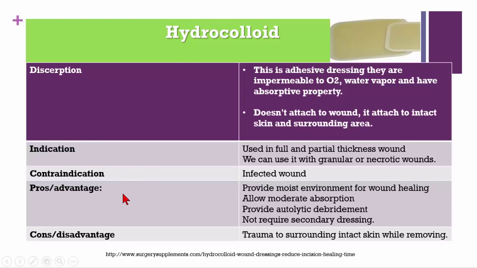What are the pros or advantages and cons or disadvantages of hydrocolloid dressing? Let's see. The advantage is it provides a moist environment for wound healing. It allows moderate absorption of the exudate, provides autolytic debridement, and doesn't require secondary dressings. The main disadvantage is trauma to the surrounding intact skin while removing. For example, if you are peeling it off from your hand, the surrounding intact skin is damaged. It may tear if you are pulling it out.